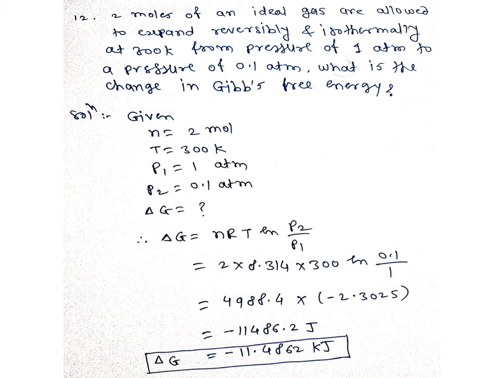Problem number 12. 2 moles of an ideal gas are allowed to expand reversibly and isothermally at 300 Kelvin from a pressure of 1 atmosphere to a pressure of 0.1 atmosphere. What is the change in Gibbs free energy?